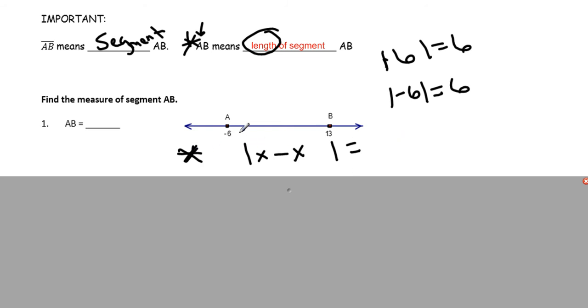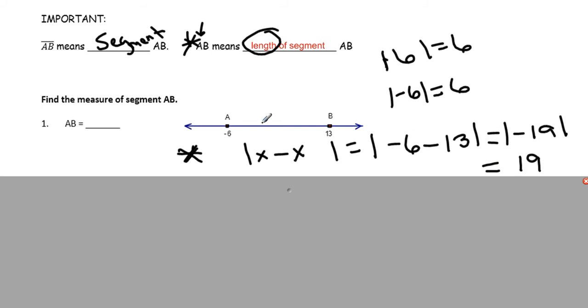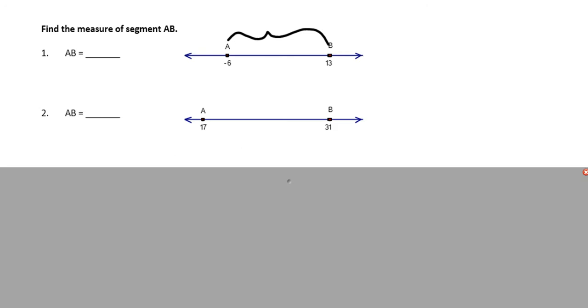Okay, so we're just taking one of our x values, -6, and we're subtracting our other x value, 13, and it's all in the absolute value. Okay, -6 minus 13 is -19. And the absolute value of -19 is 19. So the length of this whole segment is 19. So AB right here would be 19.